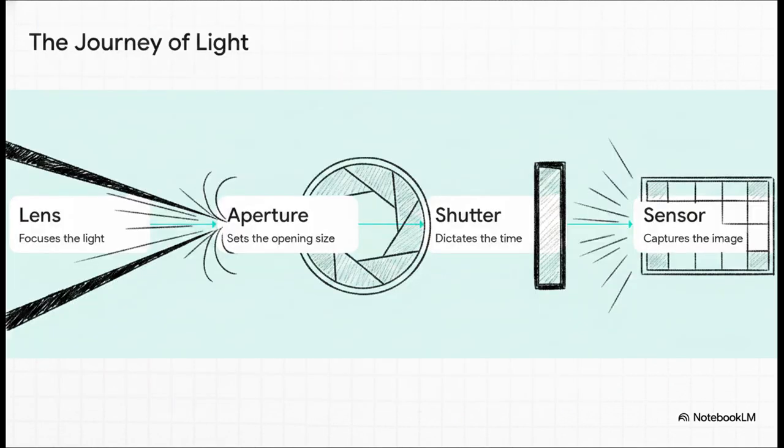Let's move to our sequence and see how this builds together chronologically. Imagine a single beam of light traveling toward you. First, the lens focuses it. Second, it passes through the aperture opening. Third, the shutter opens to allow it to pass for a very specific amount of time. And fourth, bam, it strikes the sensor to be captured. That is the fundamental journey of light.